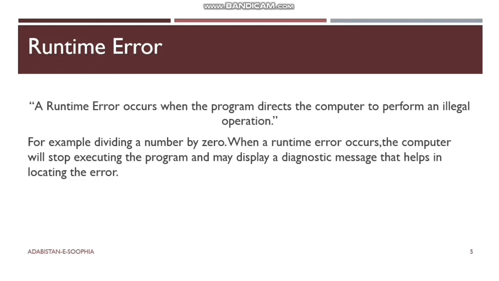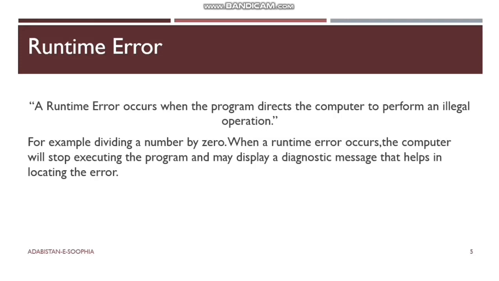Next one is runtime error. What is runtime error? From the name you can suggest that this error occurs during the processing, during the working being done on the program, right? A runtime error occurs when the program directs the computer to perform an illegal operation. Illegal operation means such a type of operation that is not legally true for that programming language. For example, dividing a number by 0.